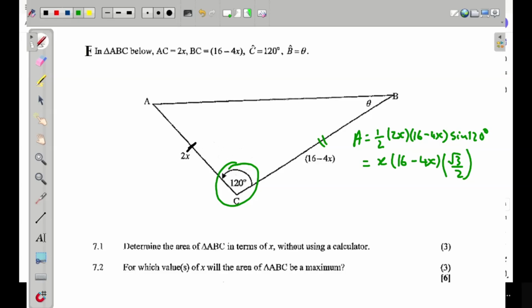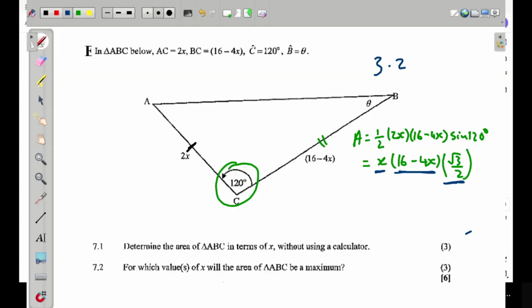Now, please, I've seen students do one common mistake, and that's why I'm going to pause on this one, where students multiply their x by everything here, and then they want to multiply their x by that. Please take note, you can't do that, right? Because this thing here is a product. It's a product of three numbers. You are multiplying x by 16 minus 4x, and you are multiplying that by square root 3 over 2.